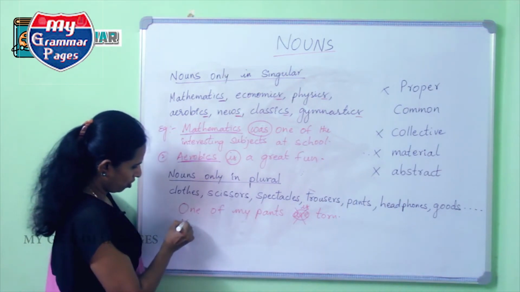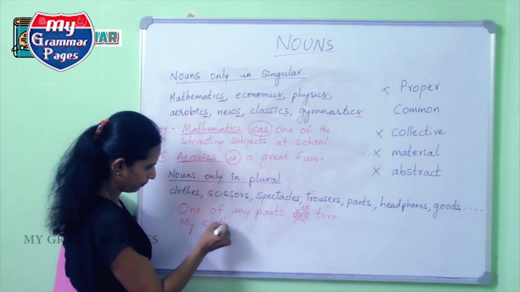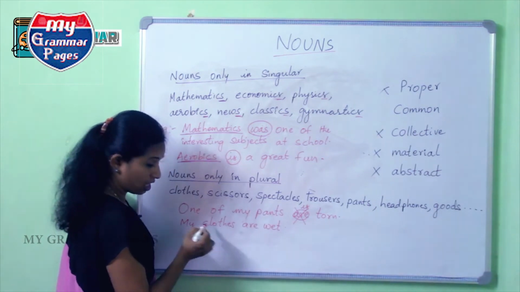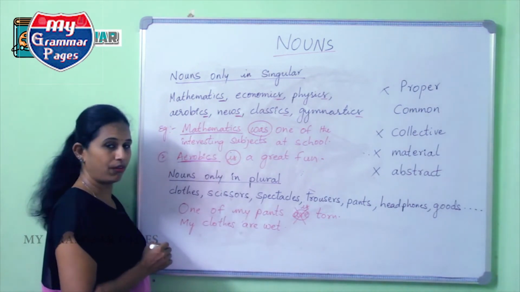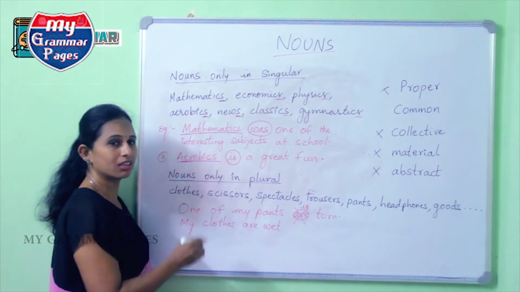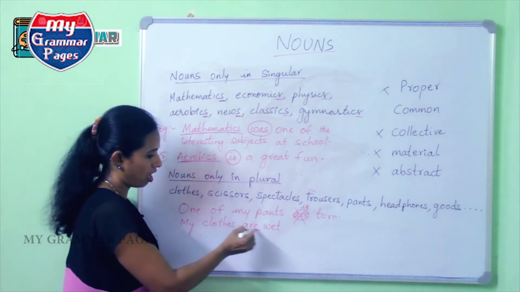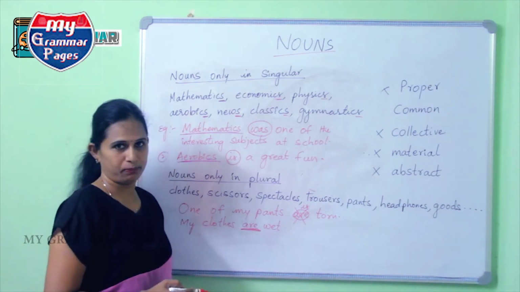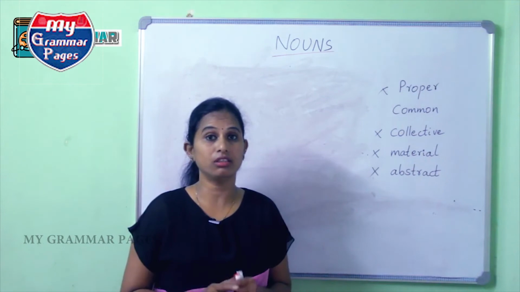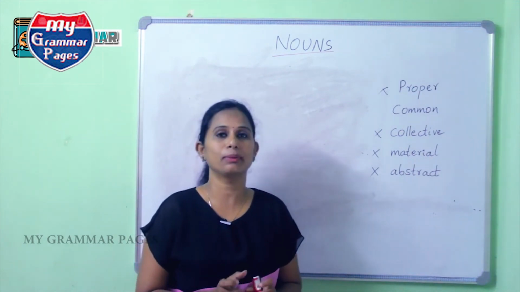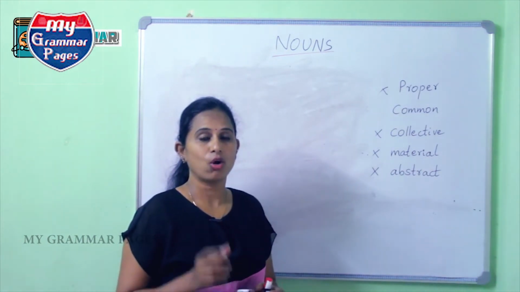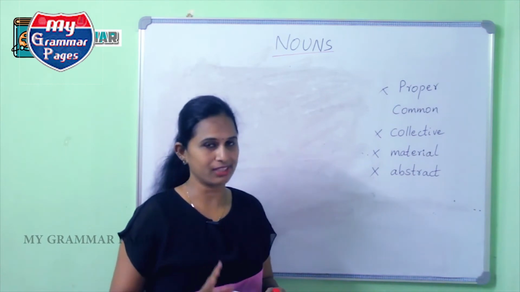Now, my clothes are wet. In this, we can't take my cloth is wet. We cannot take it in singular form, because their existence will be there only in the plural form. So we have to take only the plural form of the verb. Till now we have discussed the existence of few nouns only in plural and few nouns only in singular, though they are added with s at the end of the word. Now there are few nouns which exist only in singular without the addition of s or es after that.